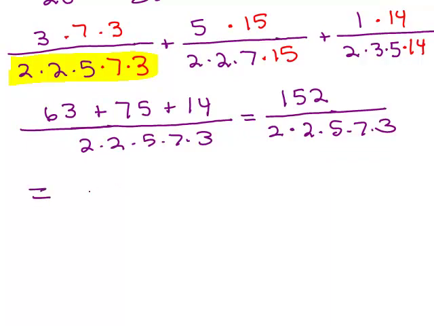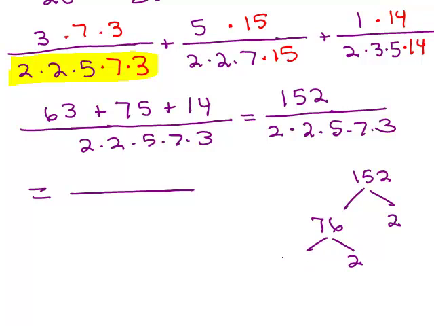So what do we have here? Now, I can prime factor 152, or I can just cancel 2 into it. I'm going to go ahead and just do a little prime factorization here for 152. 2 goes into it 76 times. And then 2 goes into that, 38 times. And then 2 goes into that, 19.